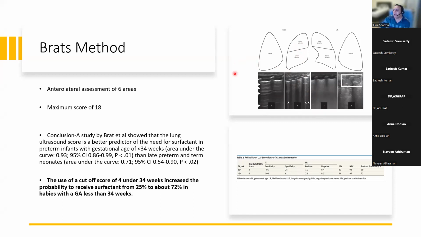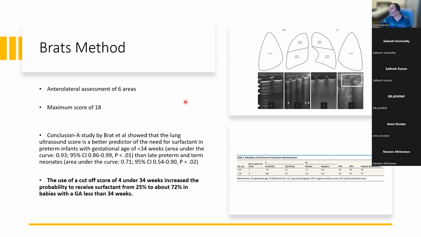The way that Brat worked out the scoring system was to give a score of 0 to 3 based on the appearance for these lung areas. Your maximum score was 18. What they found is that if you used a cutoff score of 4, that increased the probability that the baby would have received surfactant from 25% to 72%. Just using a cutoff of 4 on 18 meant that your sensitivity for the diagnosis of RDS was 100%. There's just one very big problem: the specificity is very low.